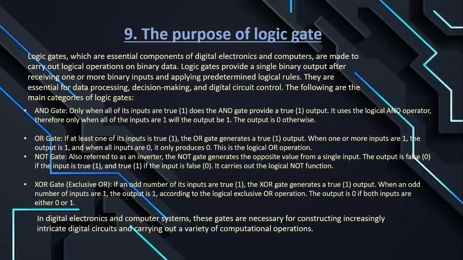XOR gate, exclusive OR. If an odd number of its inputs are true, the XOR gate generates a true output. When an odd number of inputs are 1, the output is 1. Unlike the logical inclusive OR operation, the output is 0 if both inputs are either 0 or 1. In digital electronics and computer systems, these gates are necessary for constructing increasingly intricate digital circuits and carrying out a variety of computational operations.